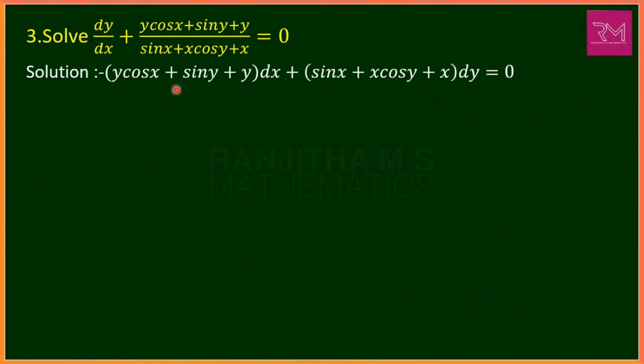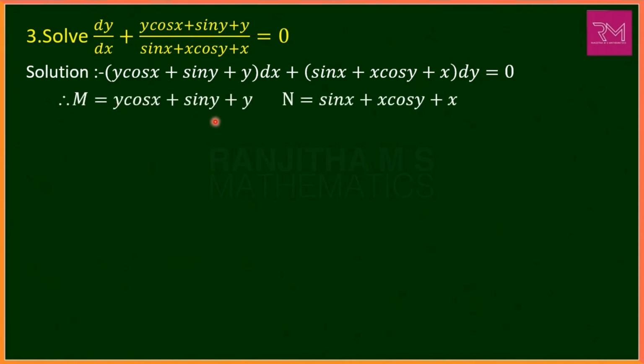First step, rearrange as M dx plus N dy, which is equal to 0. That is, cross multiplying, we get y cos x plus sin y plus y into dx plus sin x plus x cos y plus x into dy, which is equal to 0. What is the first step? Take M and N values. M is y cos x plus sin y plus y. N is sin x plus x cos y plus x.